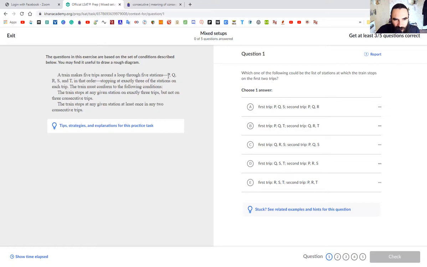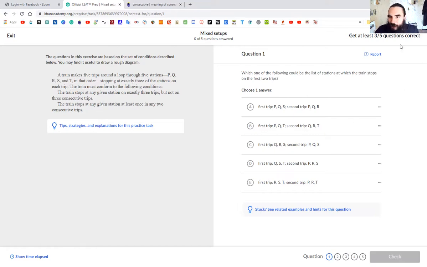So let's say the first trip, it stops on P, Q, and R. Right, and the second trip, it stops on, let's say, Q, S, and T. So they are consecutive trips, and it stops on any of them. But it can't stop at any given station on exactly three trips if they are consecutive. Oh, just blows up my mind.